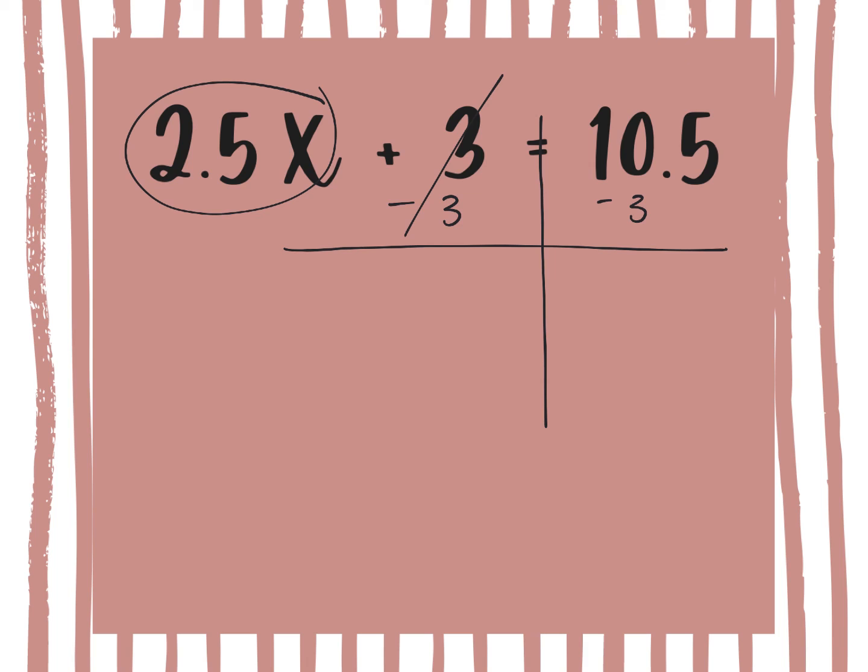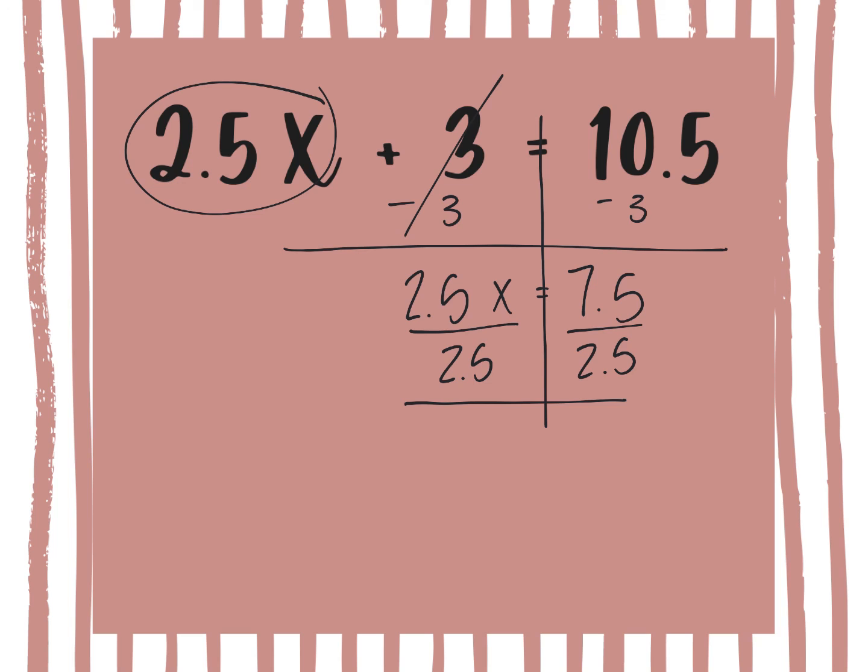On the left-hand side, 3 minus 3 is 0, so I'm left with 2.5x. On the right-hand side, 10.5 minus 3 is 7.5. Again, I want 1x, not 2.5x, so I'm going to divide by that 2.5 on both sides. That's going to be a very common strategy for your last step in solving an equation. Anytime there's something next to the x, you'll end up dividing by it eventually. On the left-hand side, 2.5 divided by 2.5 is 1. And on the right-hand side, I've got 7.5 divided by 2.5. And in fact, that divides nicely.